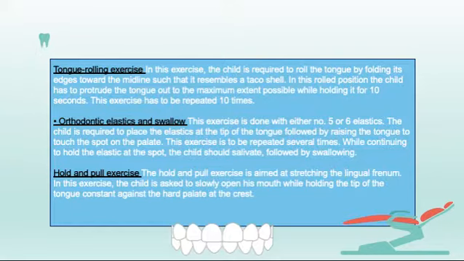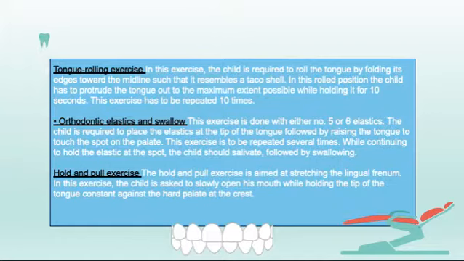Tongue rolling exercise. In this exercise, the child is required to roll the tongue by folding its edge toward the midline, so that it resembles a taco shell. In this rolled position, the child has to protrude the tongue out to the maximum extent possible, holding it for 10 seconds, and this exercise has to be repeated 10 times.